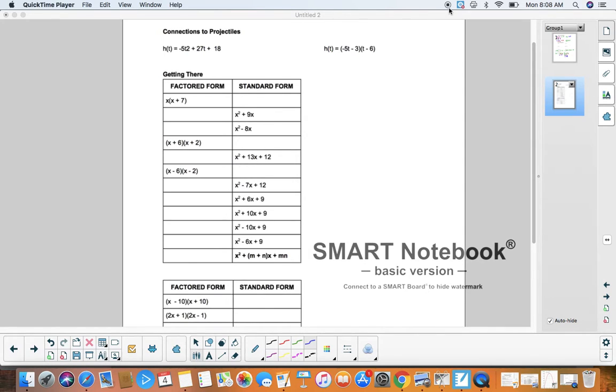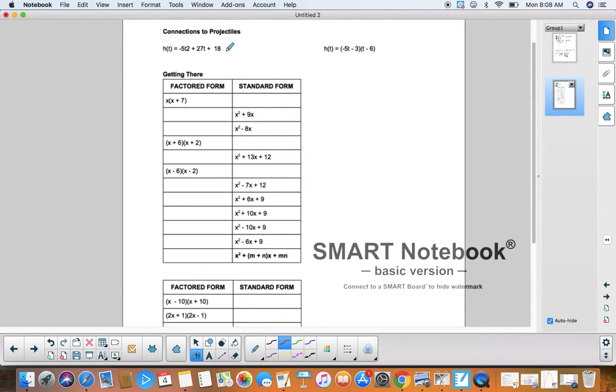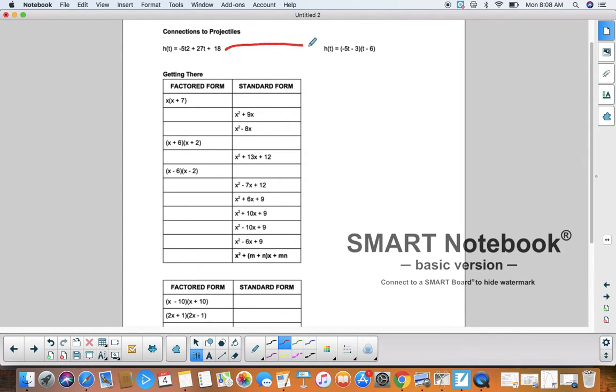All right, so here's our new content for today. We've been working with equations of quadratics that are in standard form, and we've been working with equations of quadratics that are in factored form. The question is, how do we get from standard form to factored form? So we already know how to go from factored form to standard form, right? We do that by distribution.